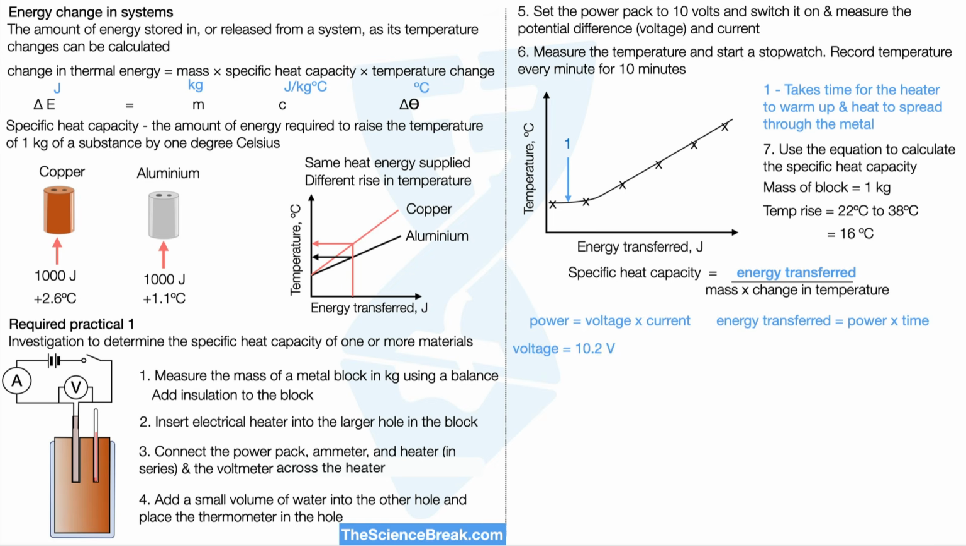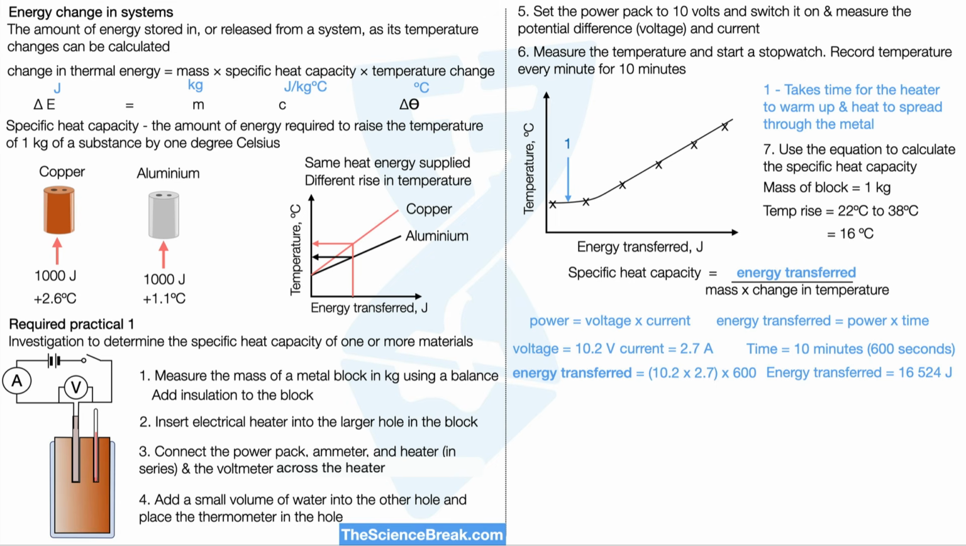Let's say the voltage was 10.2. Let's say the current was 2.7 amps. And the time was 10 minutes. That's 600 seconds. We need the time in seconds, and the 10 minutes was given to us in the question. So then energy transferred is voltage times current, which is 10.2 times 2.7, times time, which was 600 seconds. And that gives us energy transferred of 16,524 joules.